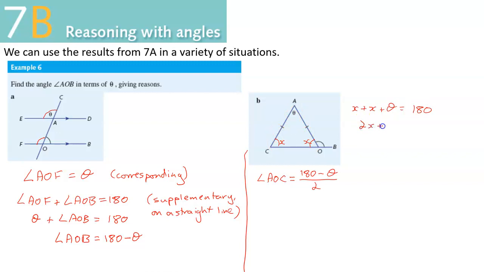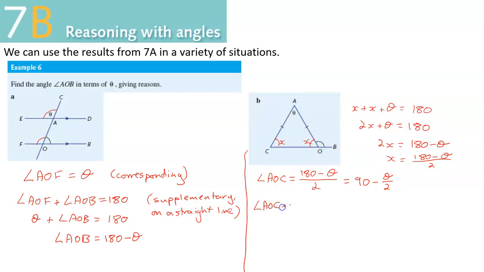So 2x plus theta is 180. Subtract theta from both sides. And I just want one x, and I've currently got 2, so x equals 180 minus theta over 2. I can simplify this. 180 divided by 2 is 90, and I'm going to just leave this as a fraction, theta over 2. Now, angle AOC and angle AOB make up a straight line.